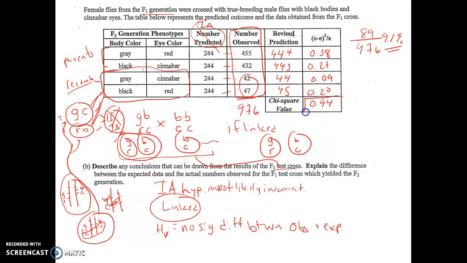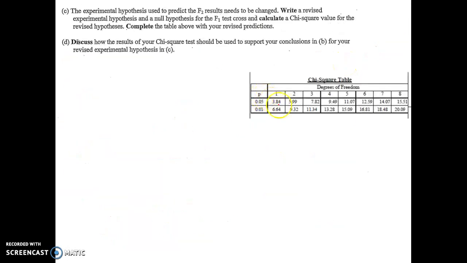Then you want to take this chi-square value and compare it to this chi-square table. We're going to go here at p = 0.05, and we had 4 phenotypic classes minus 1, which gets us to 3 degrees of freedom. So we need to look at this critical value. Our chi-square value again was 0.94, and comparing that to this critical value, we see that it is less than 7.82.